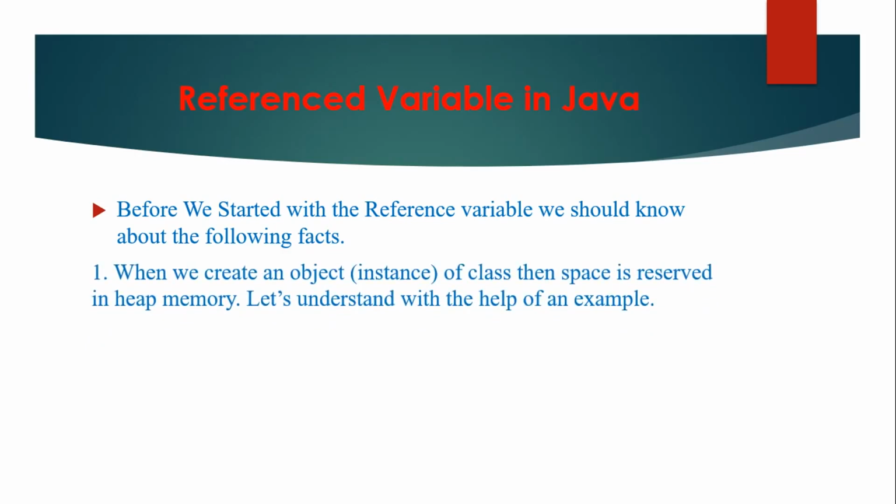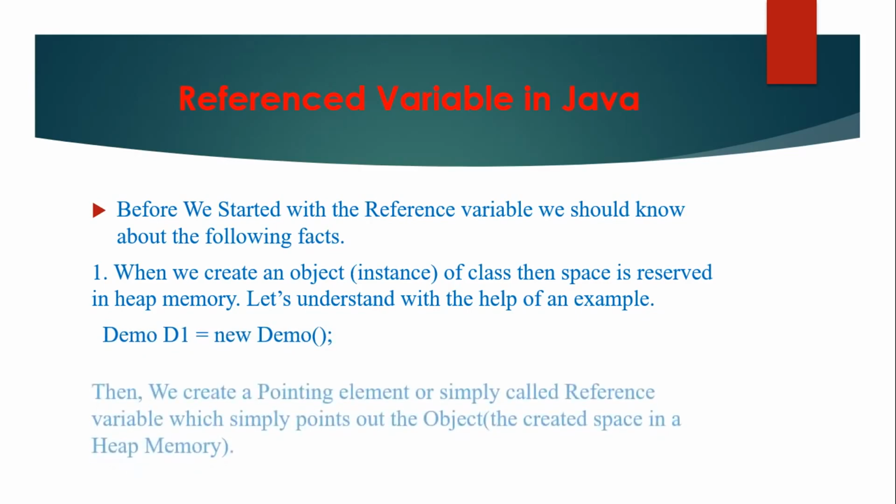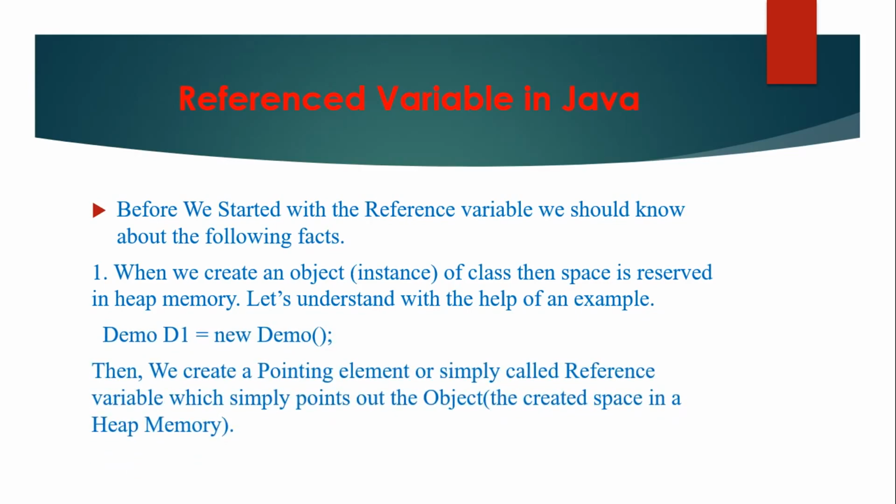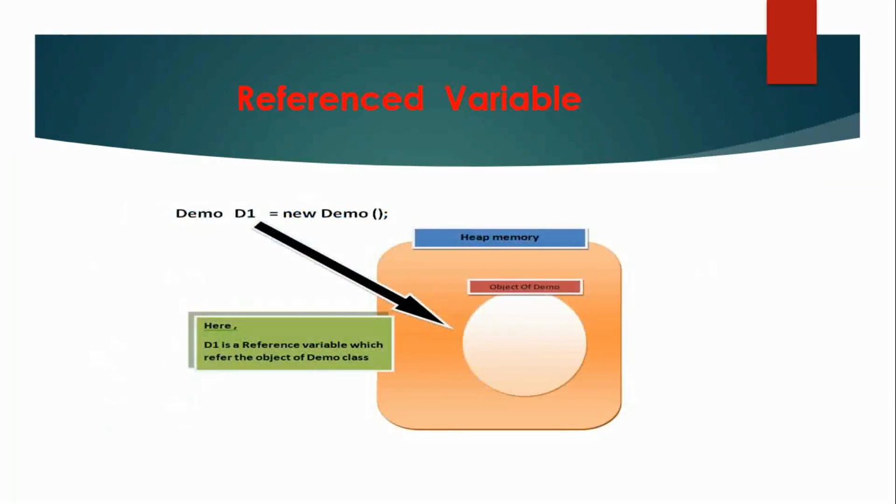When we create an object of a class, then a space is reserved in heap memory. Let's understand with the help of an example. Demo d1 = new Demo. Then we create a pointing element, or simply called a reference variable, which points to the object. The reference variable is d1, which points to the object, and this object has a space in heap memory. Here is a diagram.